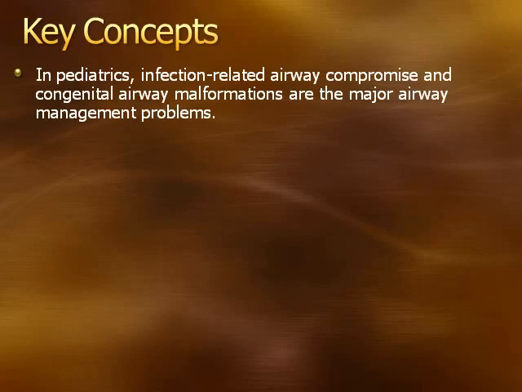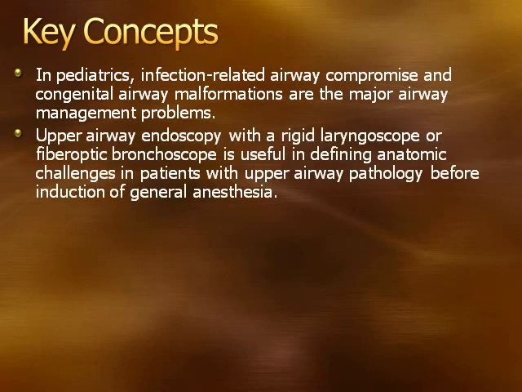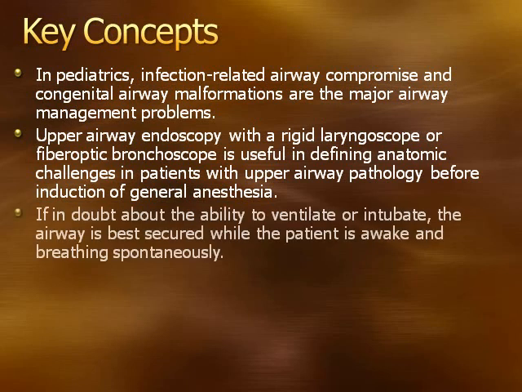In pediatrics, infection-related airway compromise and congenital airway malformations are the major airway management problems. Upper airway endoscopy with a rigid laryngoscope or fiber optic bronchoscope is useful in defining anatomic challenges in patients with upper airway pathology before induction of general anesthesia. If in doubt about the ability to ventilate or intubate, the airway is best secured while the patient is awake and breathing.